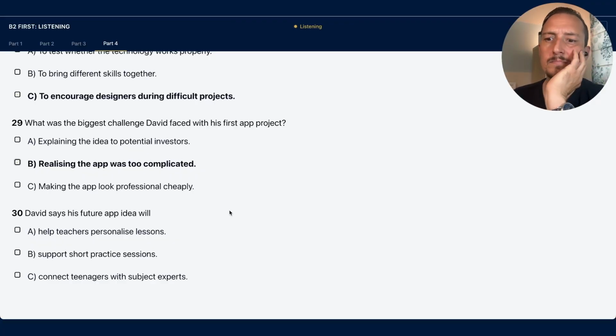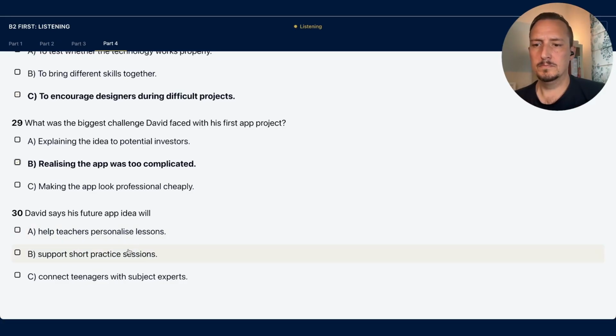Yes, I'm interested in tools for teachers. Lots of apps help learners practice independently in short bursts, and that's useful. But teachers still spend too much time adapting material for different students.